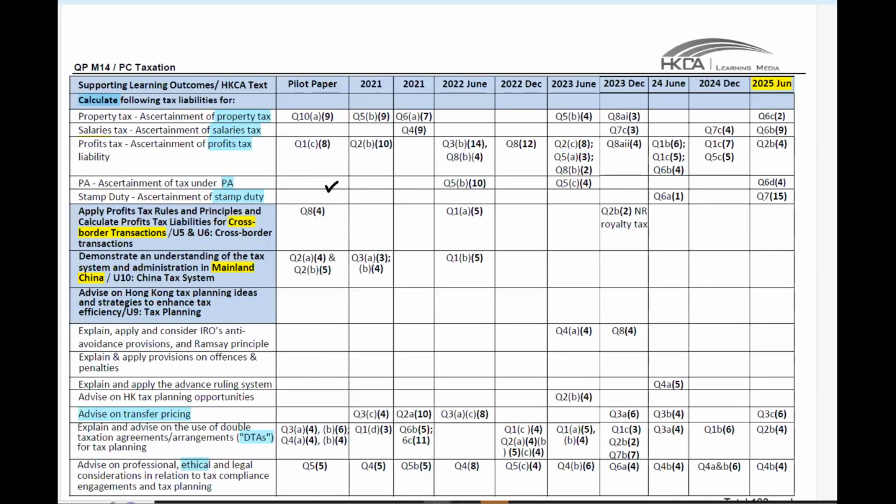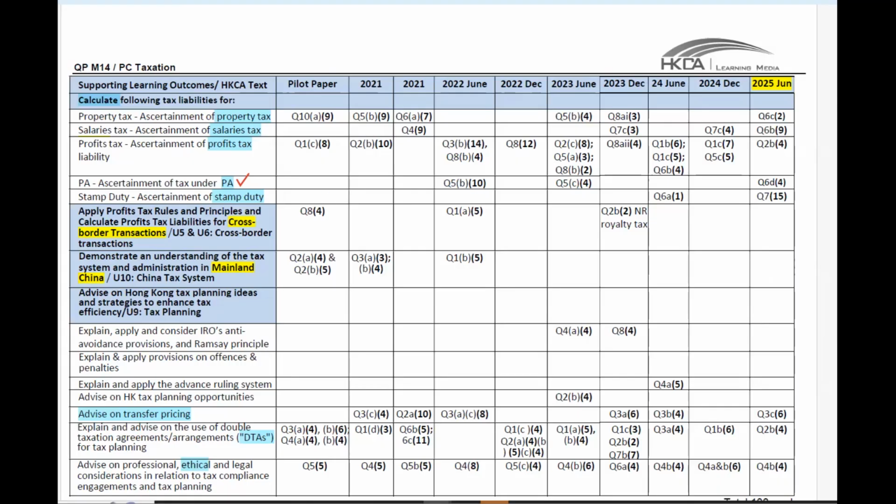Okay, this page is about computation. Clearly, PA is the hot topic. But if you want to calculate PA, you need the basic understanding of property tax computation, salaries tax computation, and profits tax computation. Then finally, is stamp duty a hot topic? No. So what is your study method for stamp duty? Not necessarily the most important one. So if you have time, of course, you study stamp duty as well. However, if you don't have enough time, this is the lesser important one included in the hot topic.